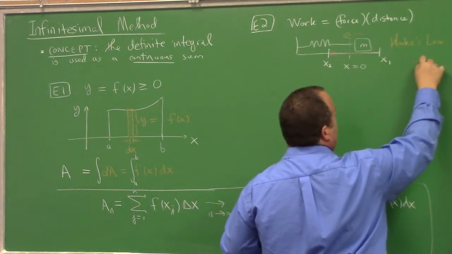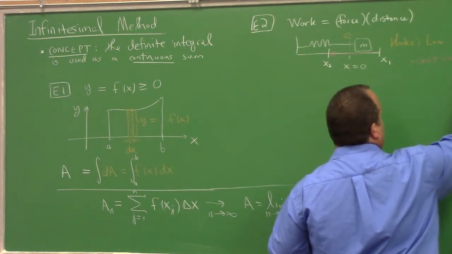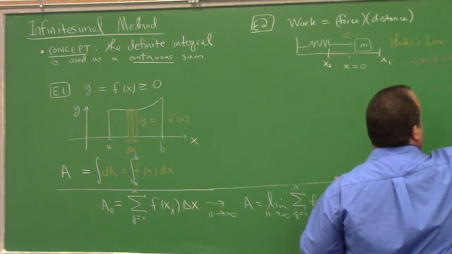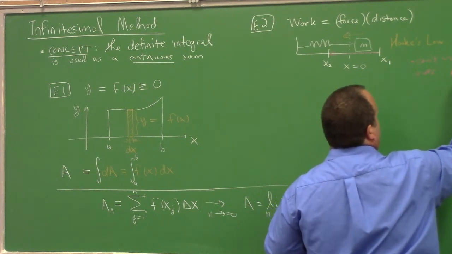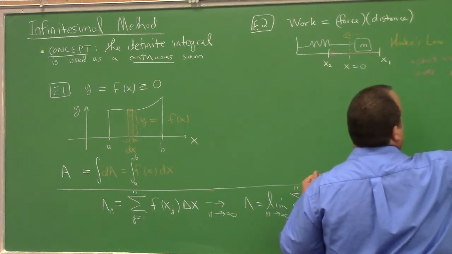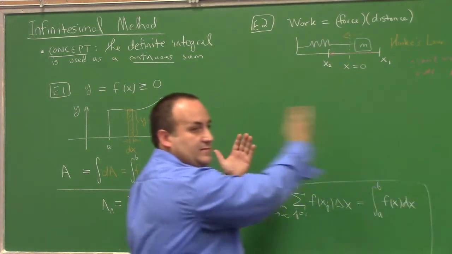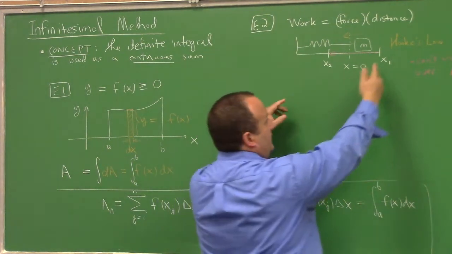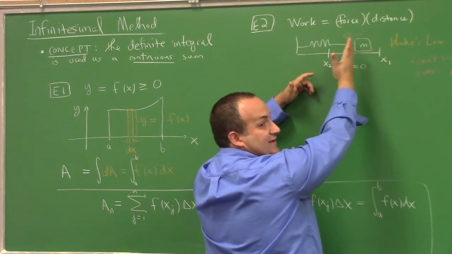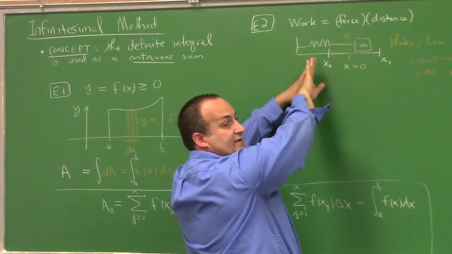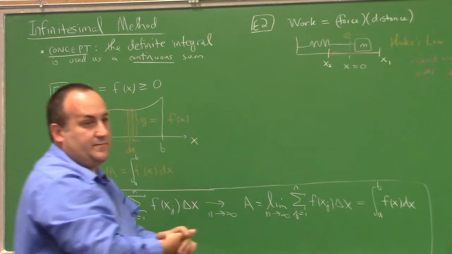See, we can't use force times distance over the whole displacement delta x, which is x2 minus x1, because the force is changing over that. In fact, the force is really radically changing. The force is pulling toward the equilibrium point, and then it's pushing once you're compressing the spring past the equilibrium point. So we can't use force times distance for this problem.